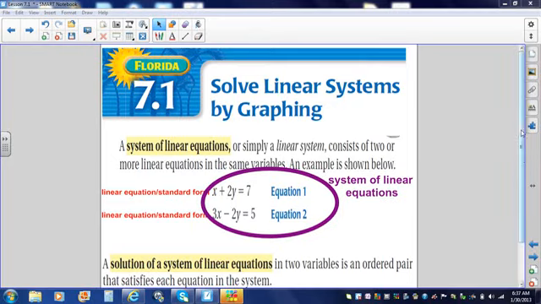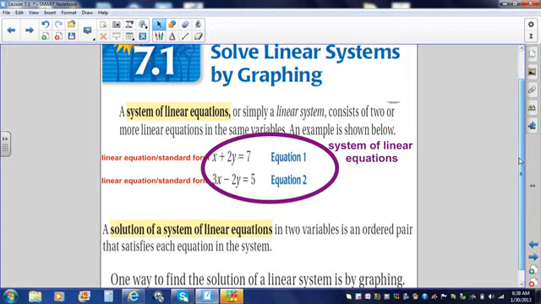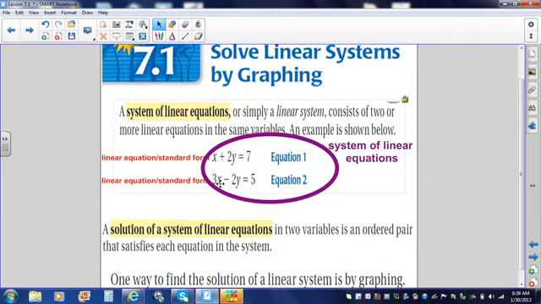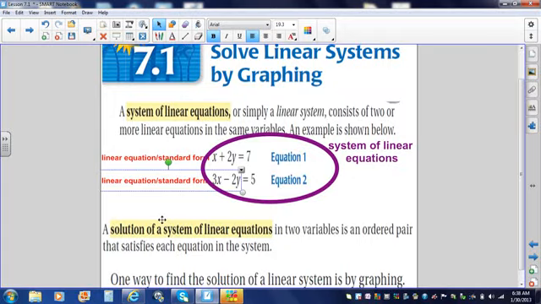All right, let's talk about what a system of linear equations is. If you look at this first example, we have x plus 2y equals 7. That is a linear equation written in standard form. We have 3x minus 2y equals 5. That is also a linear equation written in standard form.